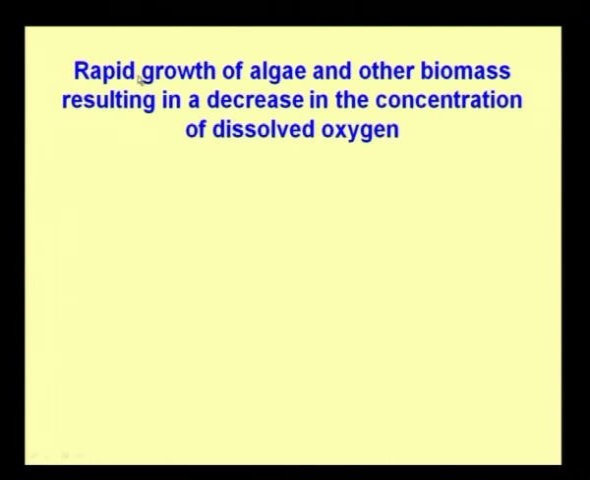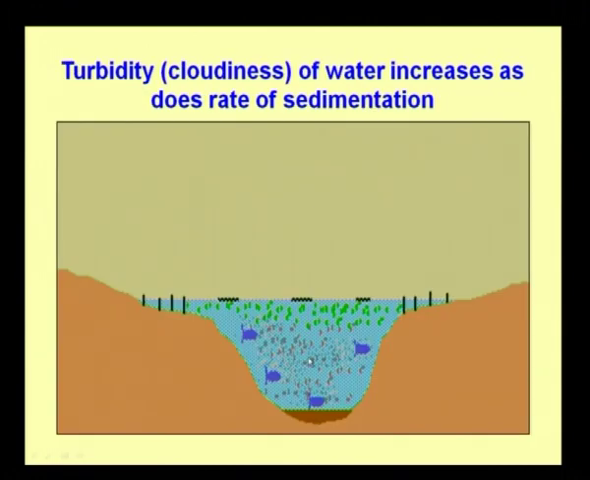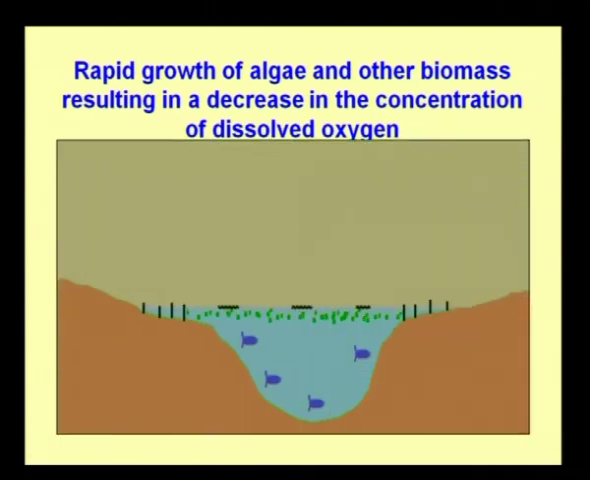And now, what is the result? A rapid growth of algae and other biomass, resulting in a decrease of dissolved oxygen. The algae take a large amount of oxygen, so what will happen? The amount of oxygen has started decreasing gradually, with the rapid growth of algae. So the algae population has started increasing.